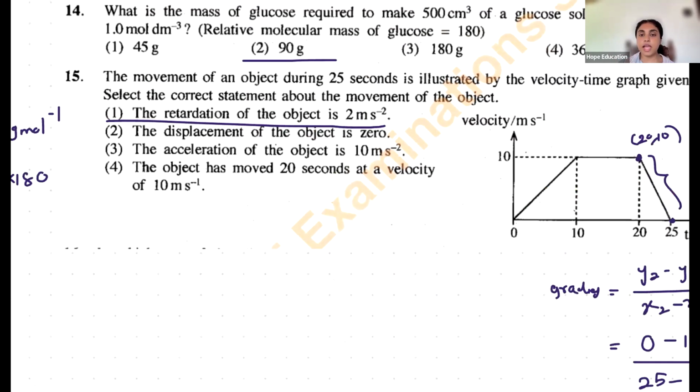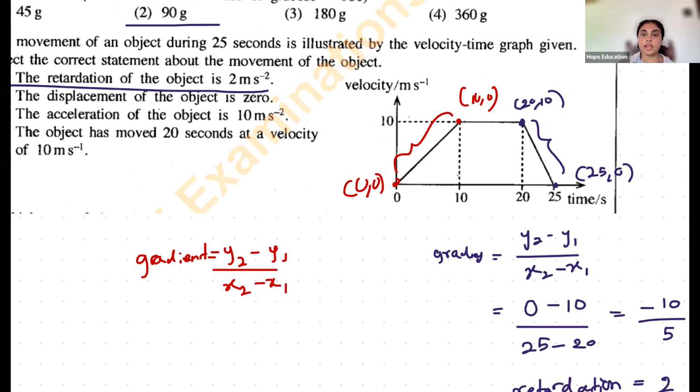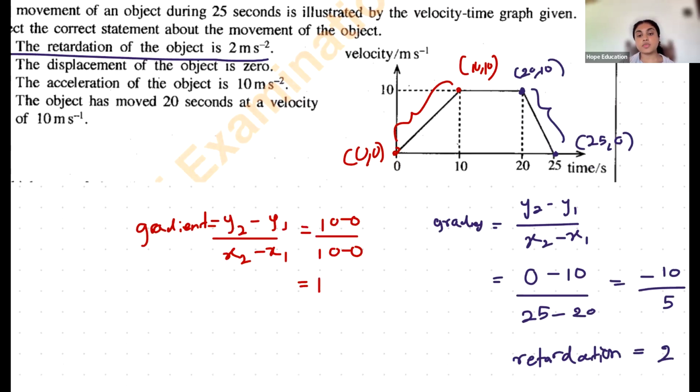Acceleration is 10. Here the coordinates are 0, 0 and 10, 10. So let's get the gradient there. We will do the calculation anyhow. y2 minus y1 over x2 minus x1. y2 is 10, y1 is 0. x2 is 10, x1 is 0. So 10 minus 0 is 10, 10 divided by 10 is 1. The acceleration is 1 m/s², not 10. So this is wrong.